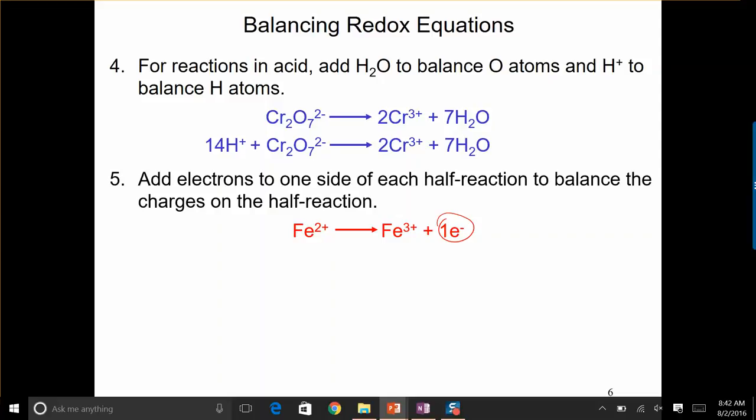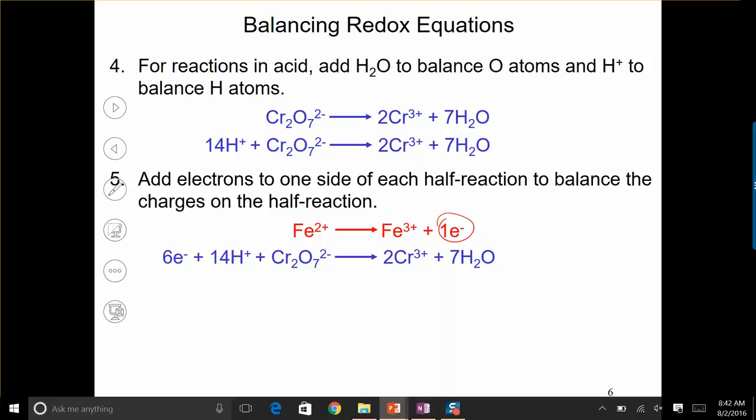So Fe2+ to Fe3+ plus one e−. So one electron. I lost one electron there. Okay. And then for this reaction, I gained electrons, right? I had to gain electrons in order to do the reduction. Okay? So, let's go back and see how that is, okay?